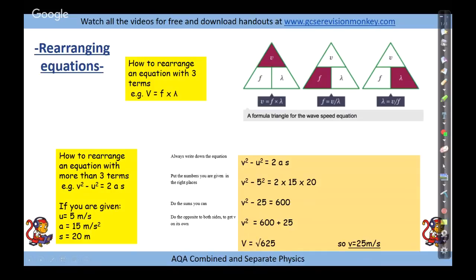So we've got V squared equals that. We've got to do V equals the square root of 625. And we find that the square root of 625 is 25 meters per second. Okay, so these are the steps you want to follow. Write down the equation, put your numbers in the right places, do the sums you can, do the opposite of any signs to get rid of them so you can get the thing you're looking for on its own.